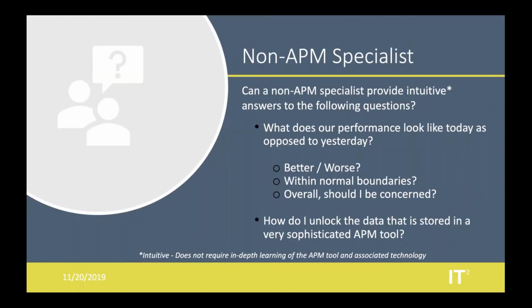So this was thinking about someone who is not an APM specialist, someone who is not intimately familiar with APM tools. How could we provide an intuitive response to some questions that they had? And with intuitive, we mean it doesn't require any in-depth learning of an APM tool or its associated technologies. So it's just simple questions like, what does our performance look like today as opposed to yesterday? Is the performance better? Is the performance worse? Is it within normal boundaries? And overall, where should I be concerned? And then how do I unlock the data that's already stored in a very sophisticated APM tool? How do I raise that data up to a level that I can see it?